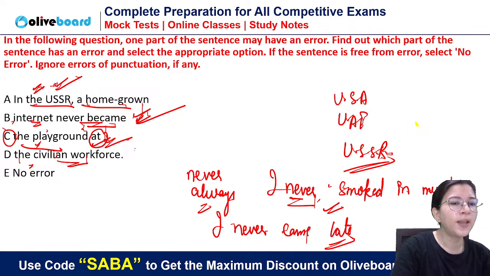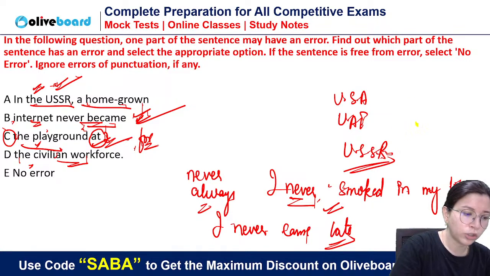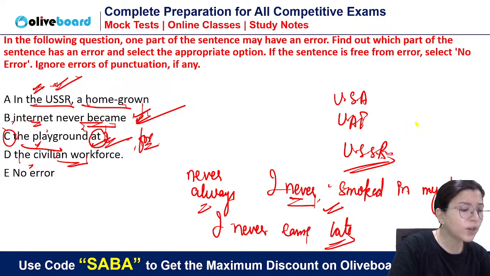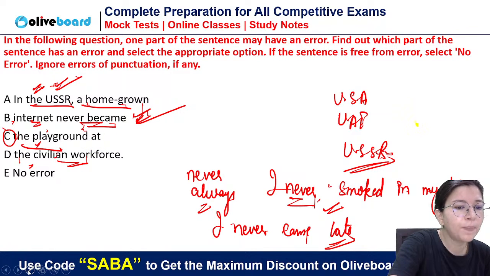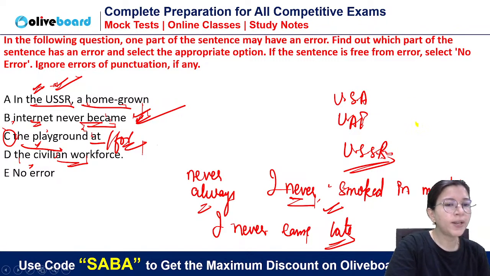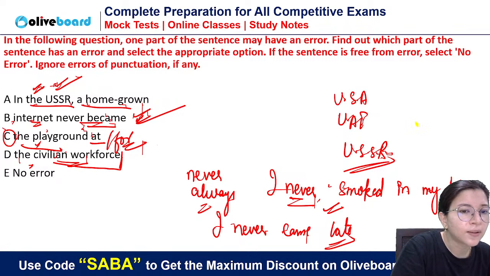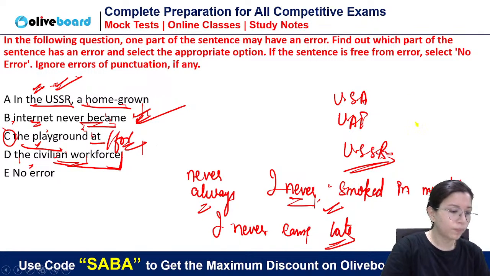So never became playground for the civilian workforce can also make sense. Or if we are taking this for a place, in the civilian workforce, in will not make sense. See, it has never become playground for the civilian workforce. Yes, for can make sense. Okay. But my point is, can't you take it as a place? So it never became playground.